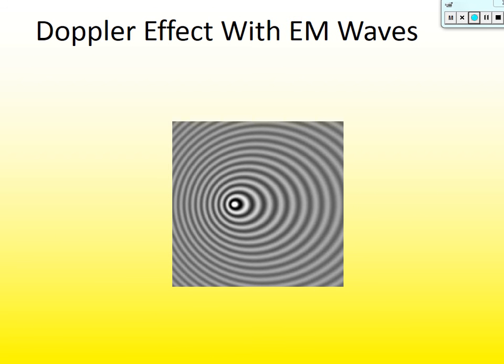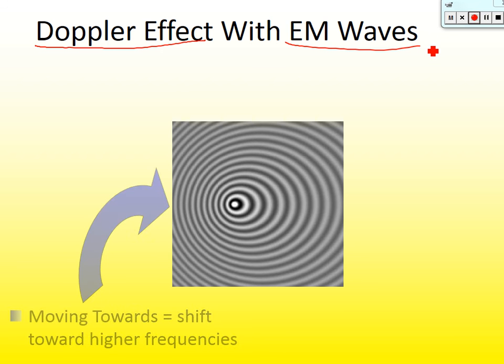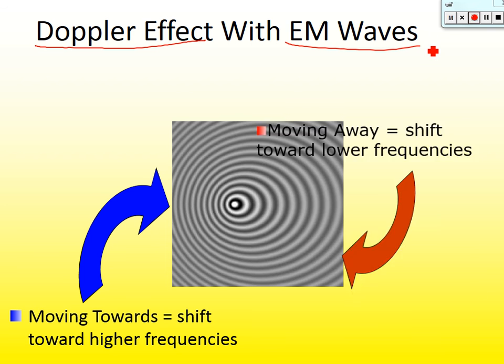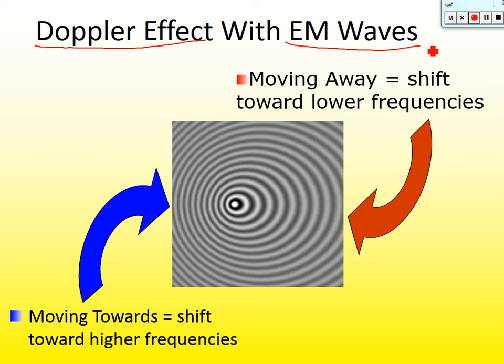Okay, we can also use the Doppler effect with EM waves. When we talked about the Doppler effect, we talked about it mostly with sound waves. But it also works with EM waves. Now, here's how it works with EM waves. We either say that a substance can be blue shifted or red shifted. And here's what I mean by that.